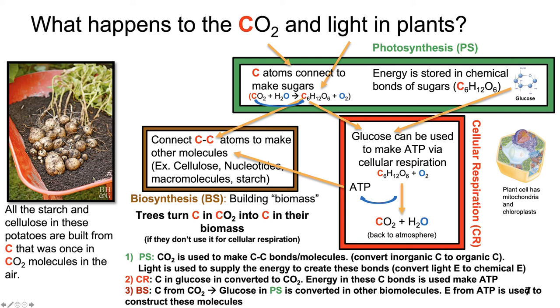For example, these potatoes are built up of starch. Those starches are polysaccharides, carbon-based molecules. Same thing with all the leaves at the top of the potato plant. All of the starch and cellulose in these potatoes and the leaves are built from carbon that was once CO2 molecules in the air, tightly packed together through this process of photosynthesis.